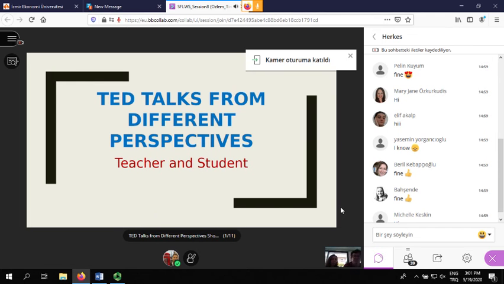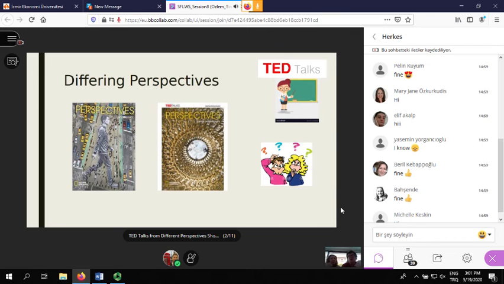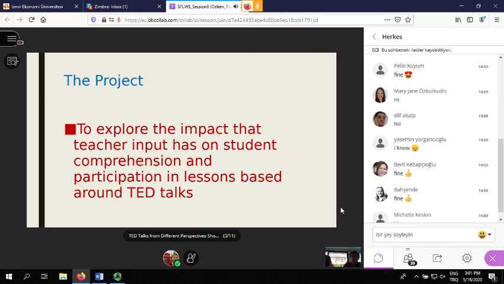Absolutely right. So TED Talks from different perspectives. We're talking about the book Perspectives, we're talking about teachers and students. We actually focused on the books at both intermediate and briefly, before the coronavirus kicked in, upper intermediate level, and from the perspective of the teacher and the students. So we wanted to explore the impact that teacher input has on student comprehension and participation in lessons based around TED Talks.